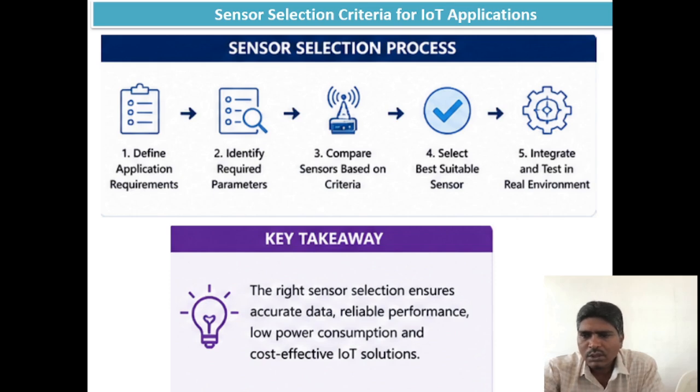To conclude, sensor selection is a very important step in designing an IoT system. Choosing the right sensor ensures accurate data, reliable performance, and efficient system operation. If we choose the wrong sensor, the entire IoT system may fail.